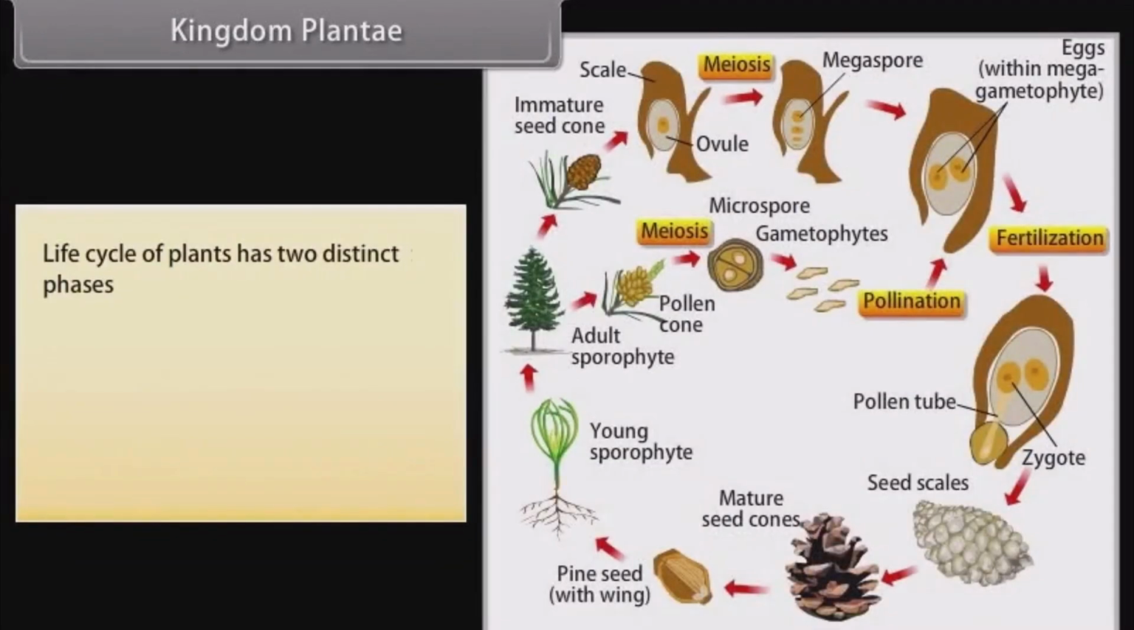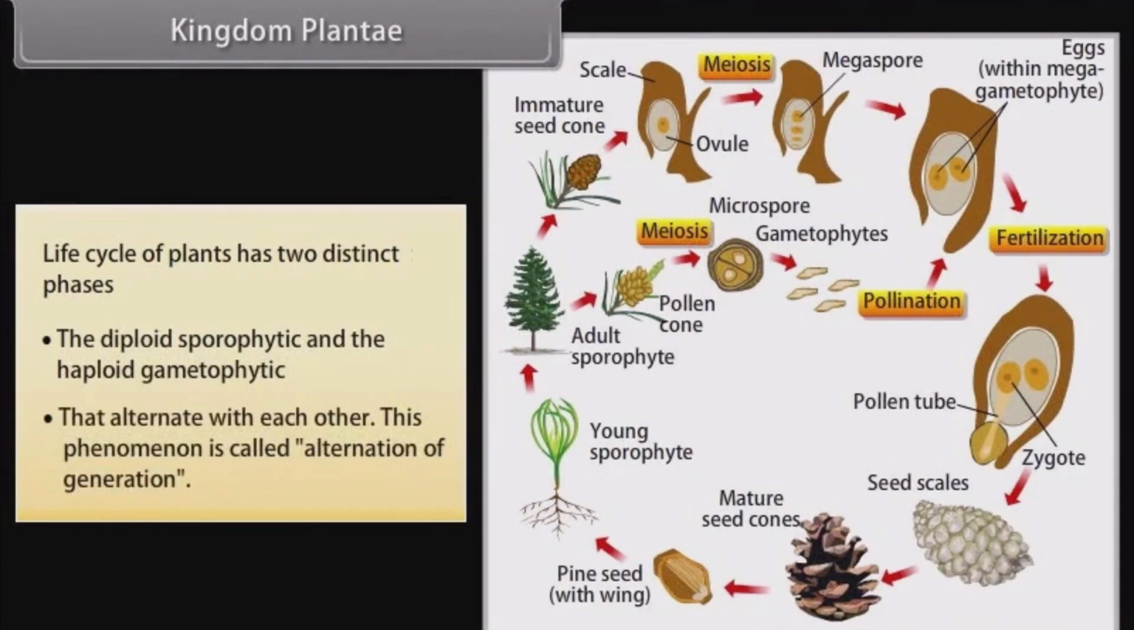Life cycle of plants has two distinct phases: the diploid sporophytic and haploid gametophytic that alternate with each other. This phenomenon is called alternation of generation.